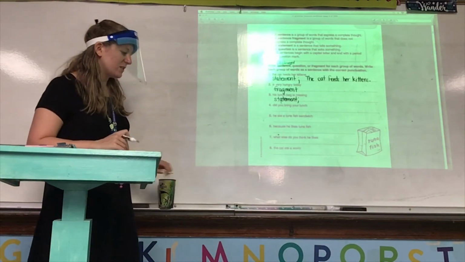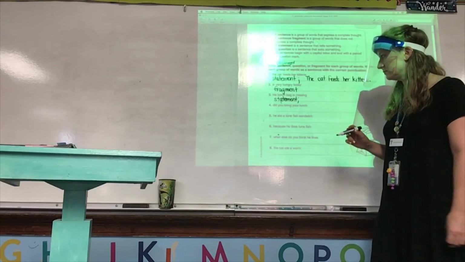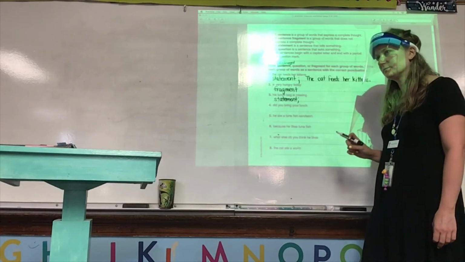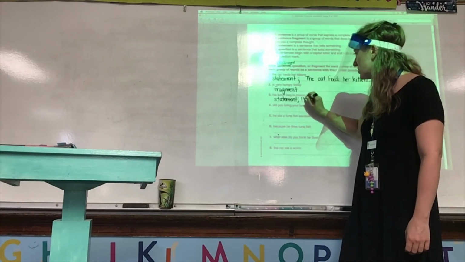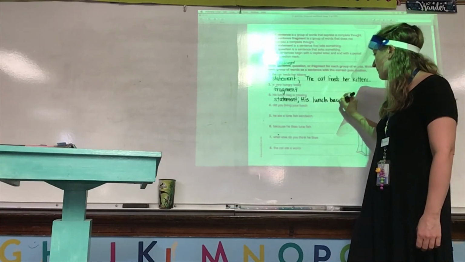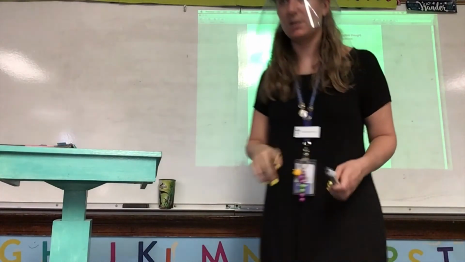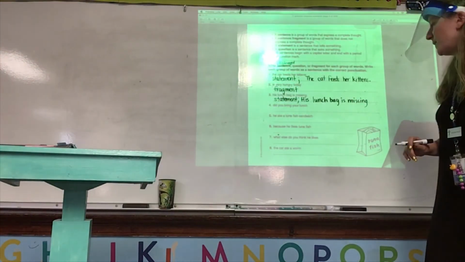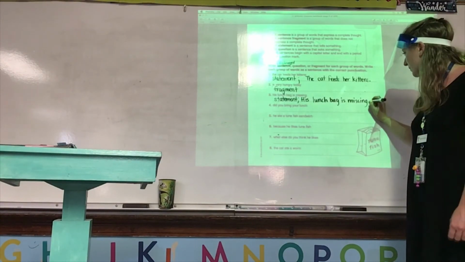So now, Kingston, we have to fix it. What do we have to fix first? We know it's a statement, but it's still not quite a complete sentence. What does it need first? Capital letter. Which letter? The H. So capital H, his lunch bag is missing. Okay, we're going to have to get better at this. Okay, his lunch bag is missing. We know it's a statement. What does the statement end with? A period. Very good.